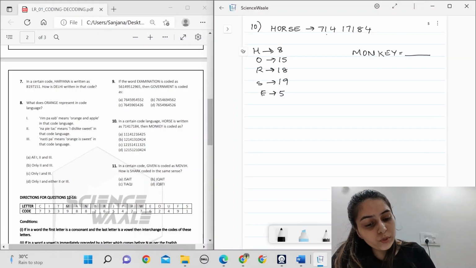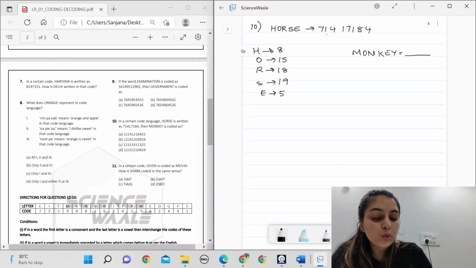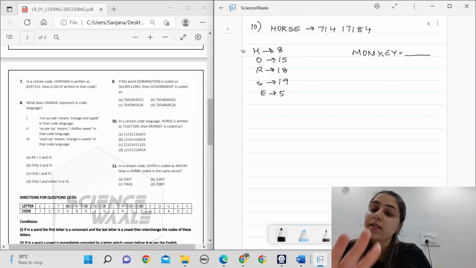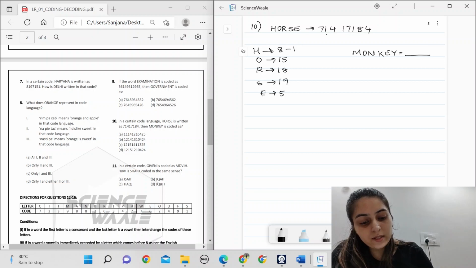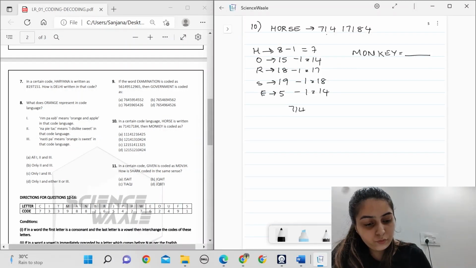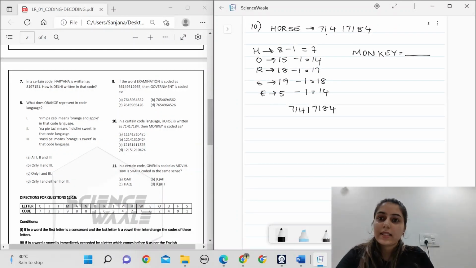If we observe the code which is given here, 714-17184, that means it is 1 reduced from the position of that particular alphabetical letter, and if they are two-digit numbers, it is written as it is without taking the sum of the digits. So 8 minus 1 is equal to 7, 15 minus 1 is 14, 18 minus 1 is 17, 19 minus 1 is 18, 5 minus 1 equals 4. 714-17184. That's how it is done.